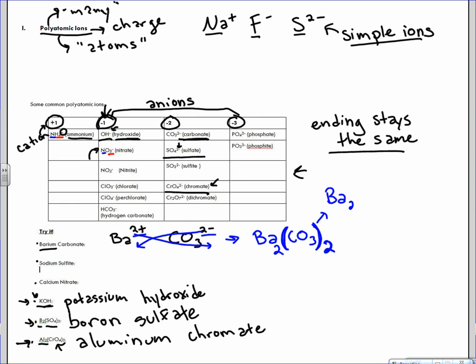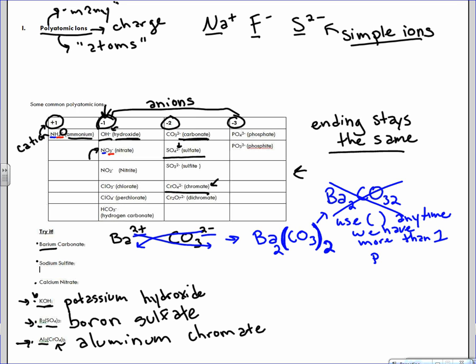If I went Ba2, CO3, 2, then it looks like I've just written Ba2, C, and then I need 32 oxygens, which is not accurate. So we don't write that down. So that's why the parentheses need to be there. Again, we use parentheses anytime we have more than one polyatomic ion.